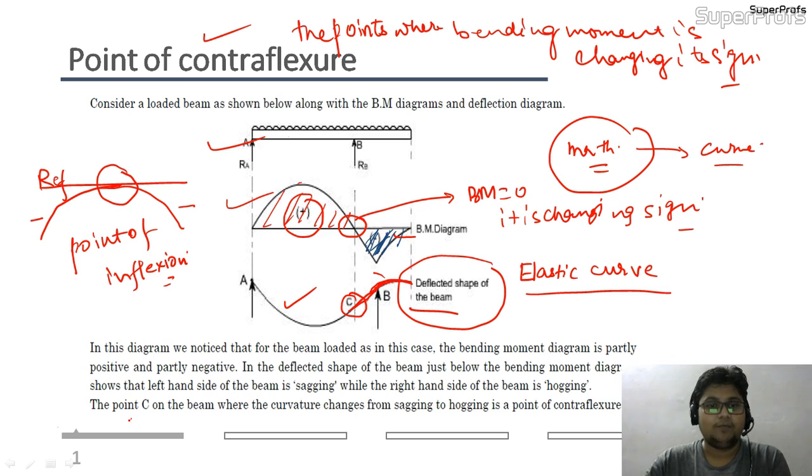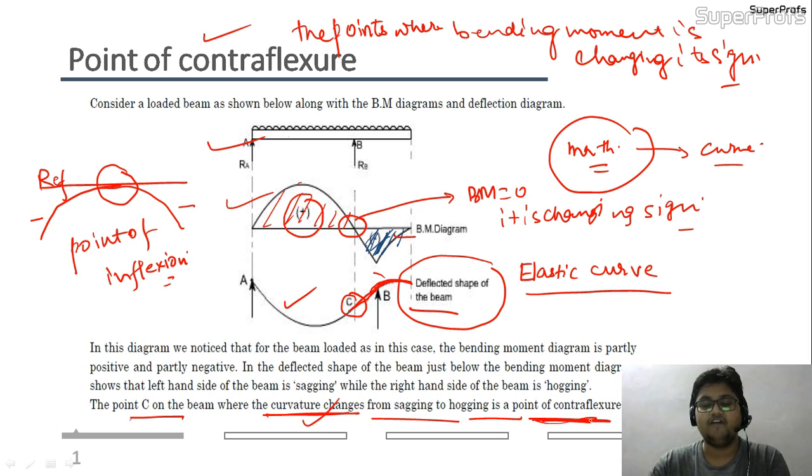So now the point C shown in the beam is where the curvature changes. I was speaking about concavity and convexity. It is nothing but a part of curvature itself. So from sagging to hogging is a point of contraflexure. I think that you will not be getting any confusion in future about the point of contraflexure.